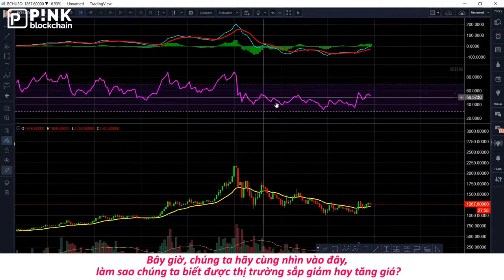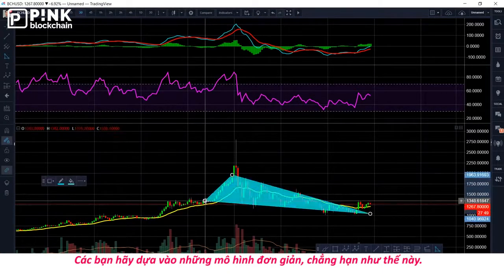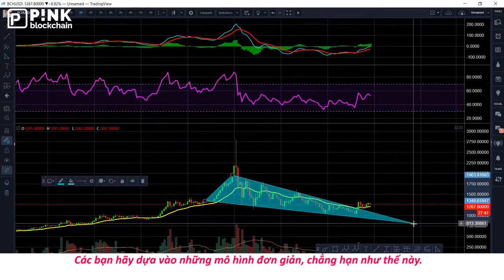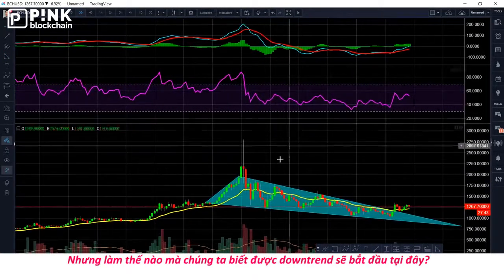Alrighty, now we're gonna look at this part right here. How did we know that this was gonna downtrend? And how did we know it was going to break out? Well, simple patterns first of all, okay? So let's say you drew a simple pattern right here, just like that, okay? But how do we know it was going to keep downtrending from here?